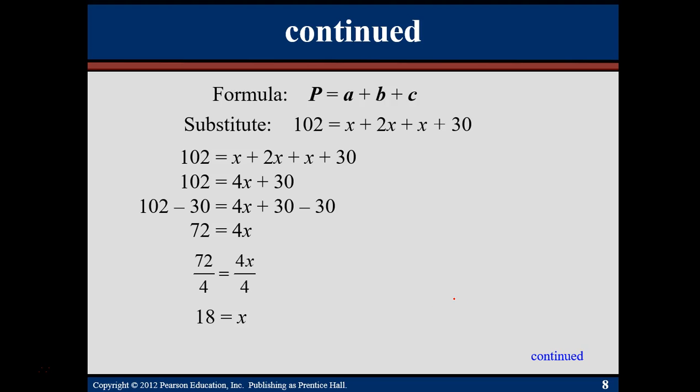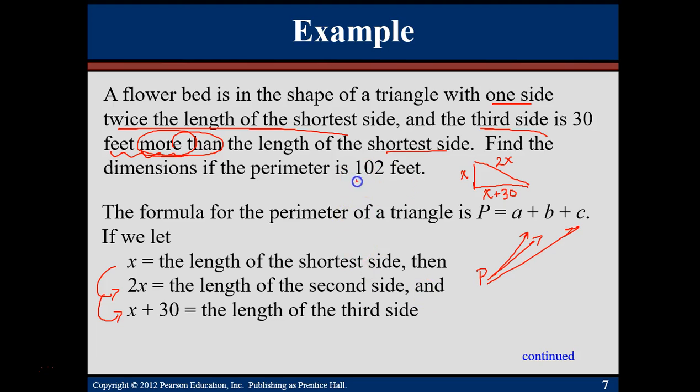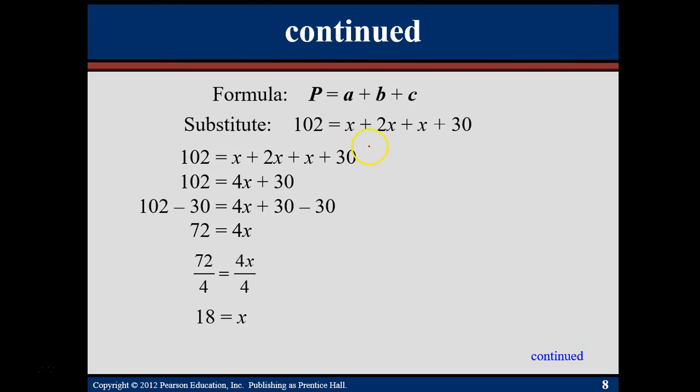I know I have 102 for a perimeter. Well, one side is an X, another side is a 2X, and my third side is X plus 30. I have like terms. X plus 2X plus another X is 4X. And now I can solve this equation. Subtract 30 from both sides. 102 minus 30 is going to be 72. Divide both sides by 4, and my shortest side, which was X, has to be 18.